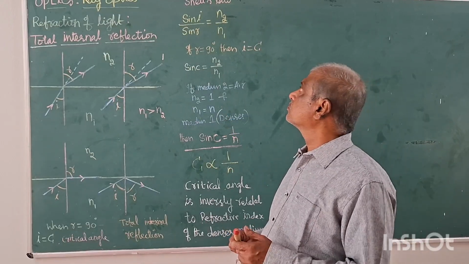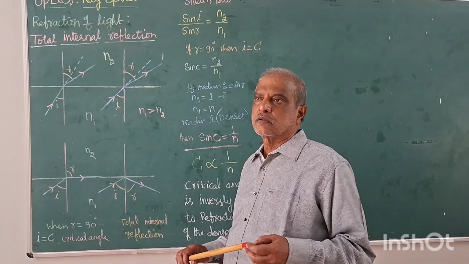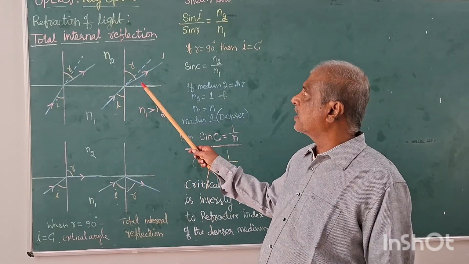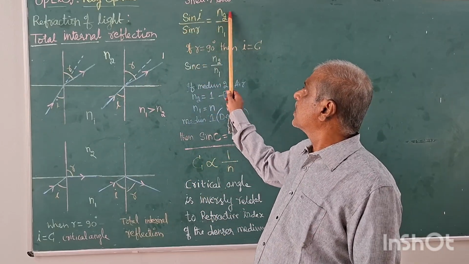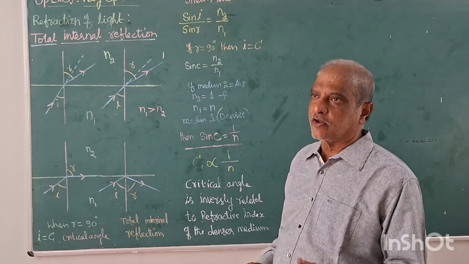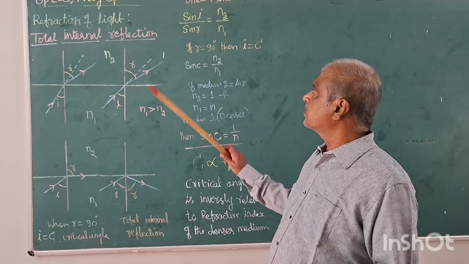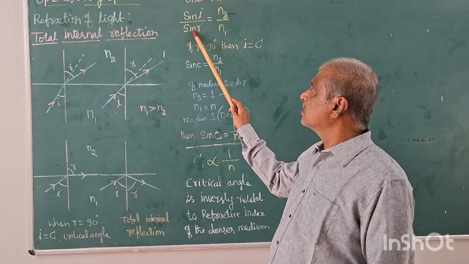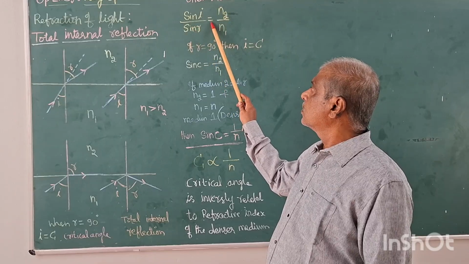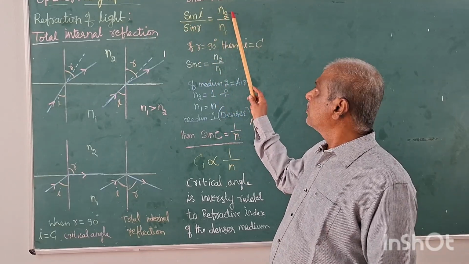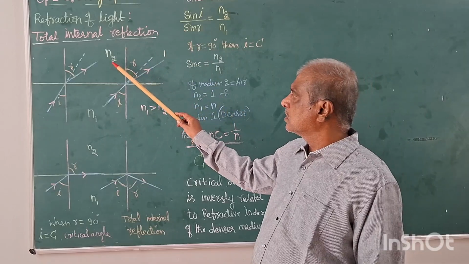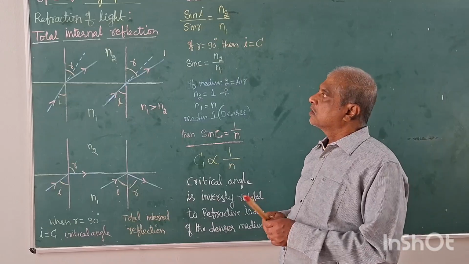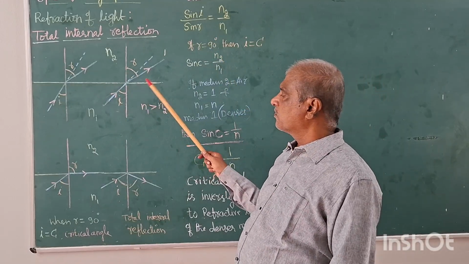Let us apply Snell's law to this, because it is a refraction of light, and the law is applicable for refraction of light. The law says the ratio of sine of angle of incidence to sine of angle of refraction is equal to the ratio of refractive indices, medium 2 to medium 1. Medium 2 is the rarer medium, medium 1 is the denser medium. That is the law for all kinds of refraction.